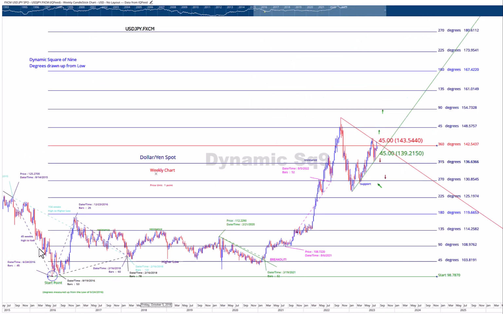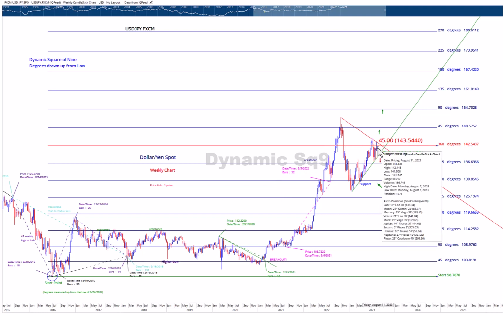So if you look at this chart, we start from this low. We measure degrees up from low on the square of 9. And notice 360 degrees up from low is 142.54. So notice today that was the exact top, or pretty darn close to it, at 142.448. Yeah, basically as close as you can get.